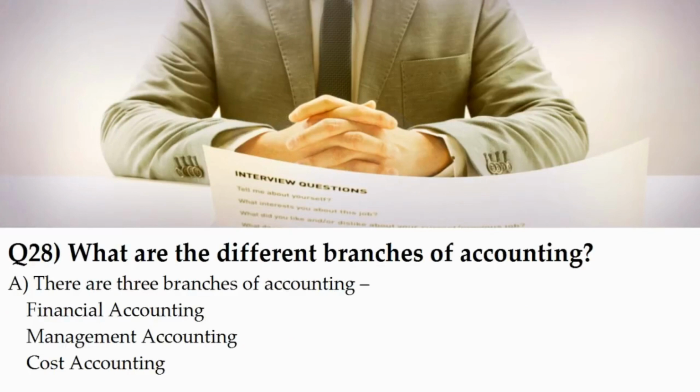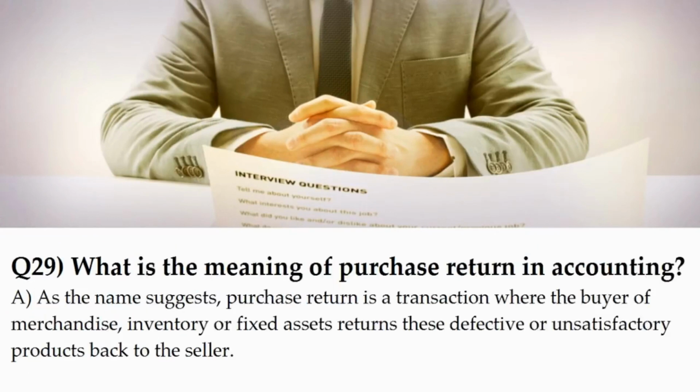28th question is, what are the different branches of accounting? The answer is, there are 3 branches of accounting: financial accounting, management accounting, and cost accounting. 29th question is, what is the meaning of purchase return in accounting? The answer is, as the name suggests, purchase return is a transaction where the buyer of merchandise, inventory, or fixed assets returns these defective or unsatisfactory products back to the seller.